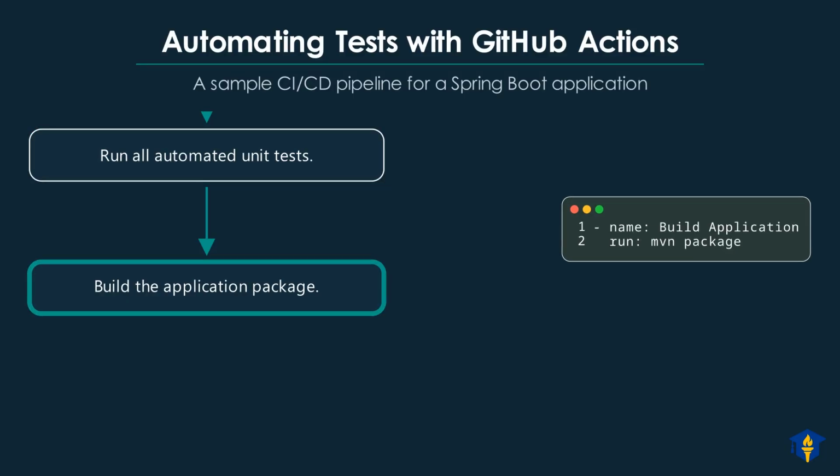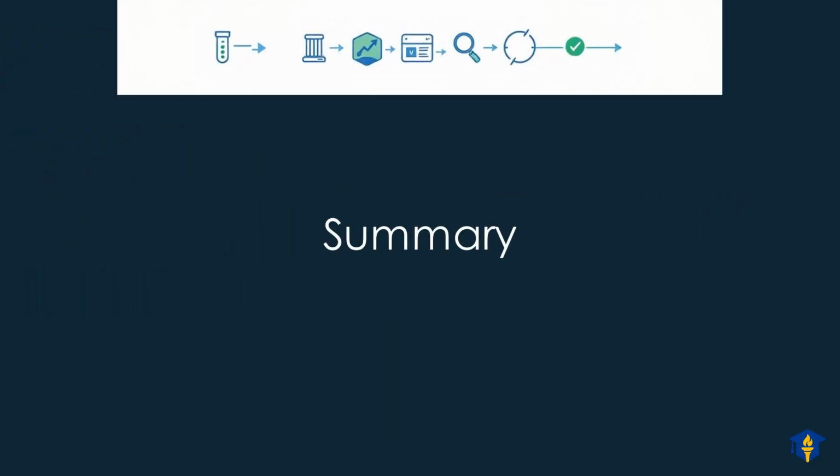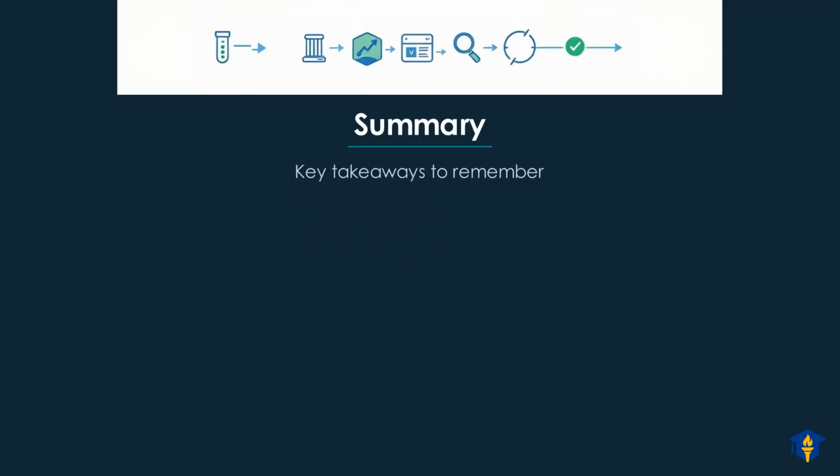Finally, after successful testing, we build the application package for deployment. This command runs maven package, creating the deployable artifact for your Spring Boot application. To summarize our discussion, let us review the key takeaways from this module. These are the most important points that you should remember from our session.